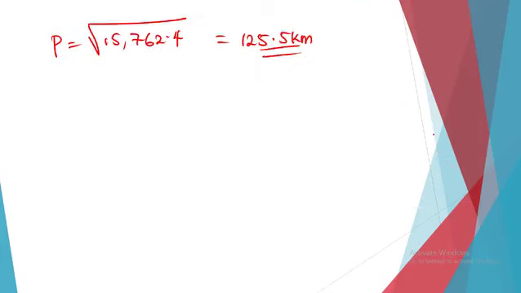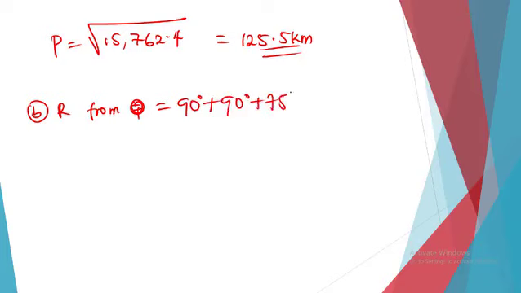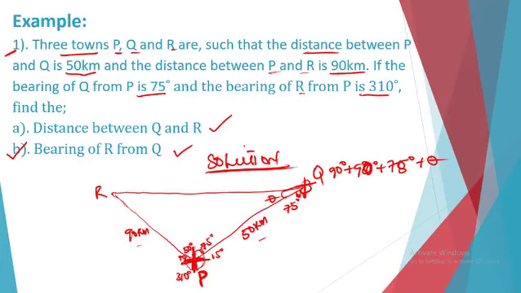So let's go over B. The bearing of R from Q is equal to 90 degrees plus 90 degrees plus 75 degrees plus theta. Okay, so what we need to find now is the value of theta. What we need to find is the value of theta. So let us go back to the diagram.